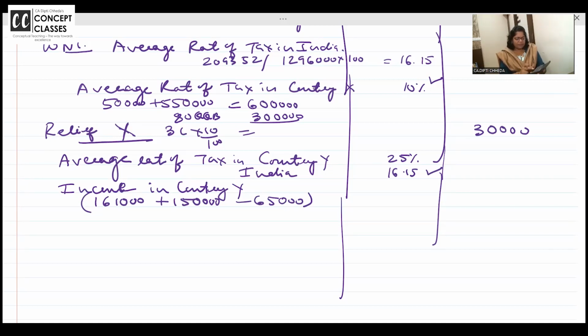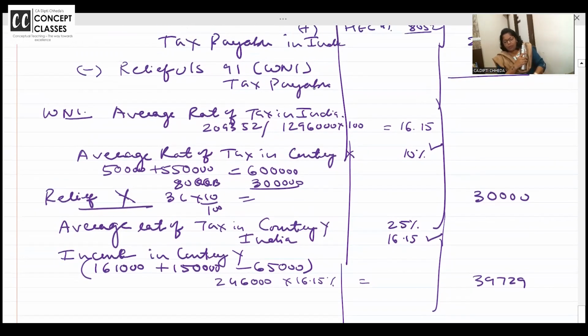161 plus 150 minus 65,000. 2,46,000 into 16.15%. 39,720. Check karo. I want all of you to make your working note one complete.